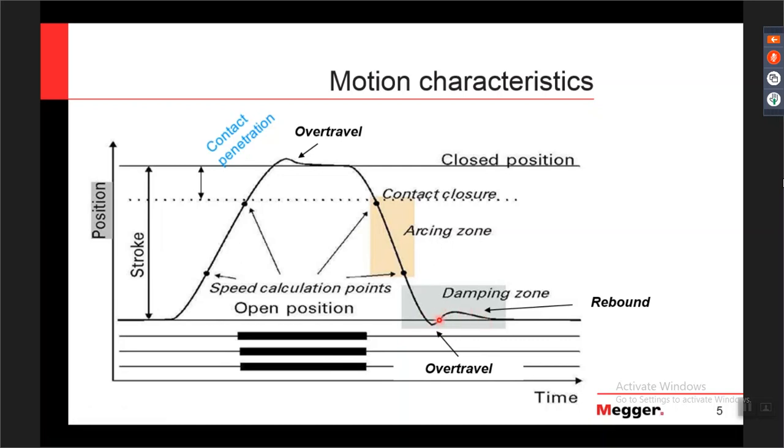And what I told you about rebound before: if this rebound goes longer up, you have a bigger bound here, then there's a risk that the contacts come too close to each other and you get a restrike of the arc. And that is a dangerous condition, because then it will be a standing arc that will cause the breaker to explode.